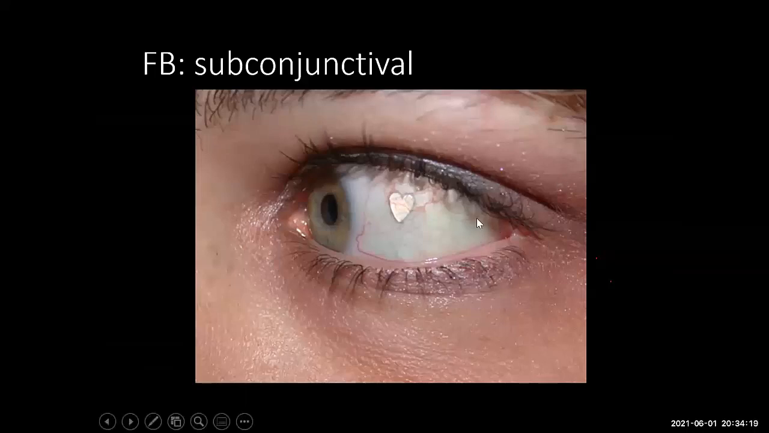This is another foreign body. I don't know how the foreign body has gone into the subconjunctival space. This is a silver kind of foreign body, and you can always leave this kind of foreign body alone. But removal of this kind of foreign body is not so difficult. You can straight away remove it. This is just a subconjunctival foreign body.